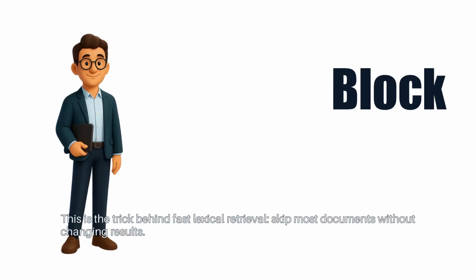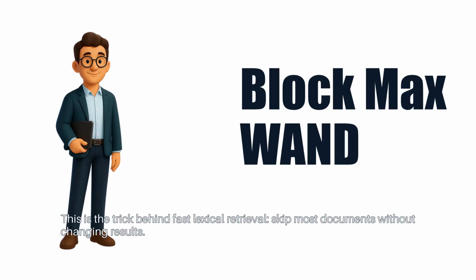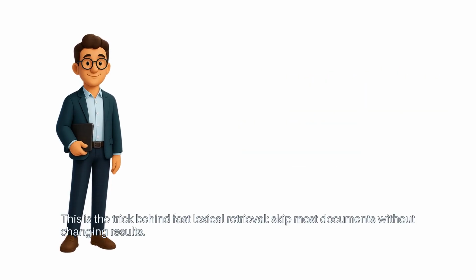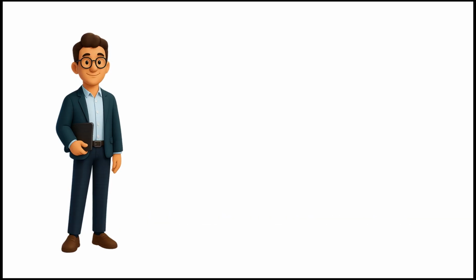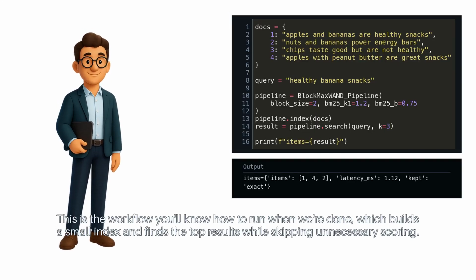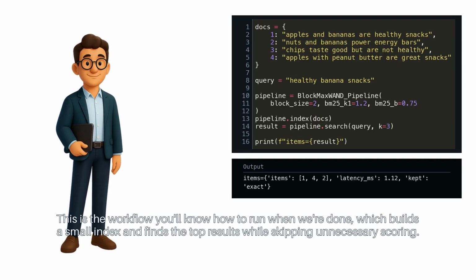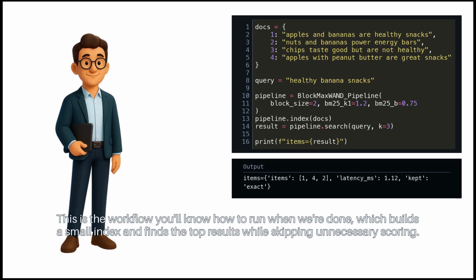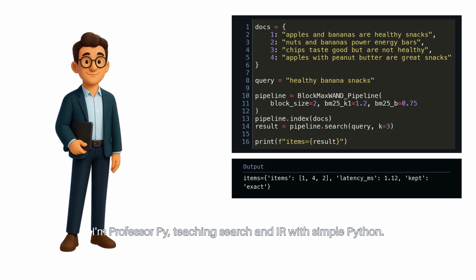This is the trick behind fast lexical retrieval. Skip most documents without changing results. This is the workflow you'll know how to run when we're done, which builds a small index and finds the top results while skipping unnecessary scoring. I'm Professor Pi, teaching search and IR with simple Python.